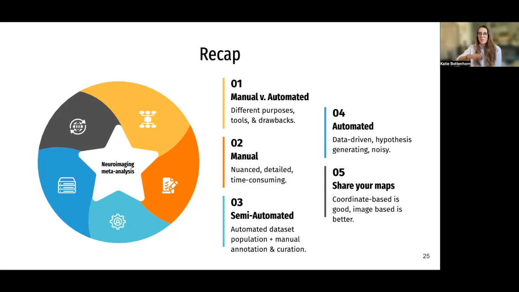I talked a lot about coordinates and coordinate-based meta-analyses in this talk, but it is better if you can do it with image-based meta-analyses, because as you might have heard earlier, coordinate-based meta-analyses are just trying to approximate what you would be able to do with an image-based meta-analysis. And the reason image-based meta-analyses are not more popular is because there just aren't enough images available for most topics. So please, please, please share your maps.